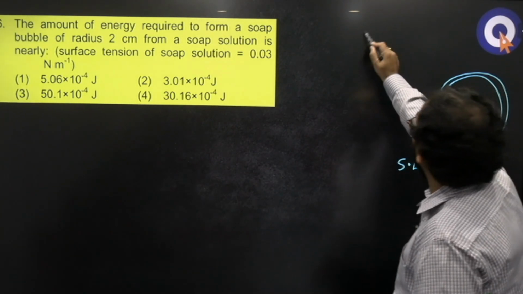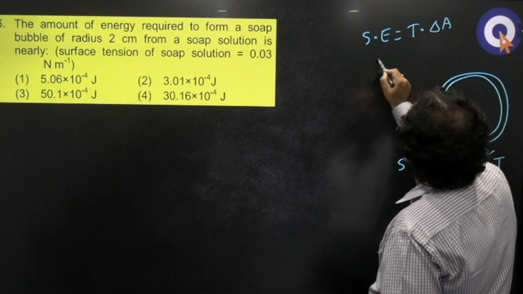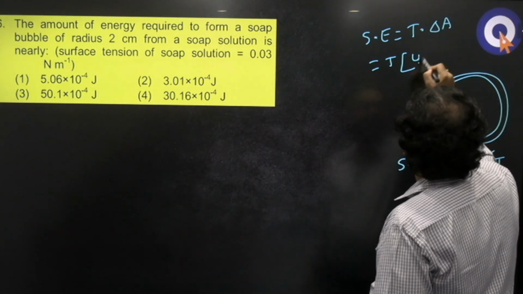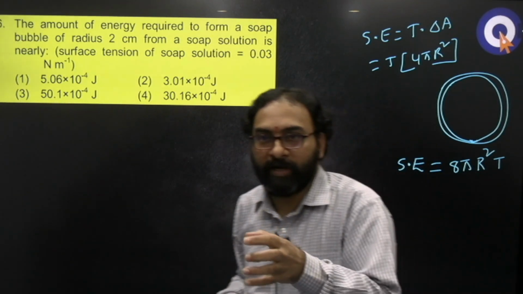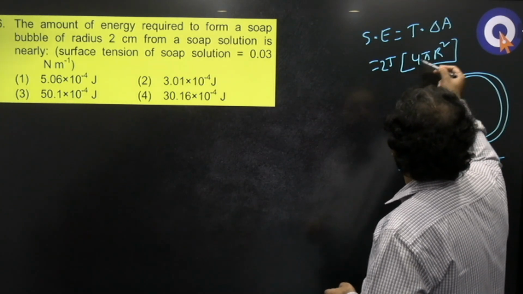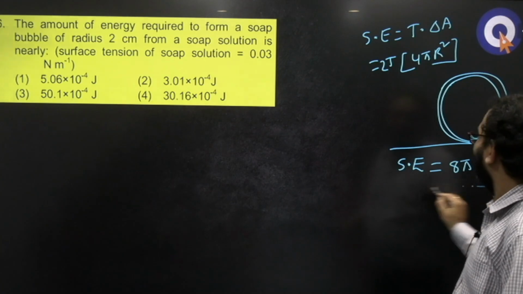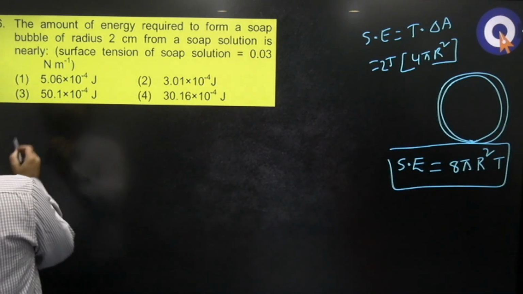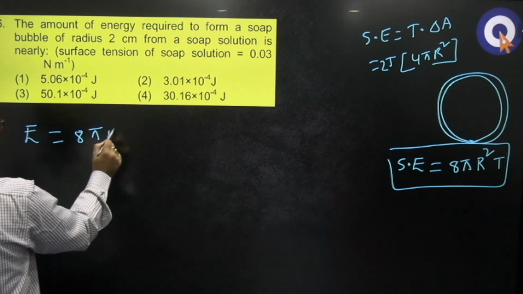The surface energy, or energy required, is T into delta A for one surface. So T into the formed surface area, which is 4 pi r square. But we have two layers, two membranes of the soap bubble, so here we take 2T, that is two surfaces, 2 into 4 pi r square. So finally it is going to be 8 pi r square T. Straight away you can substitute the values in this. So the amount of energy required to form a soap bubble is 8 pi r square T.